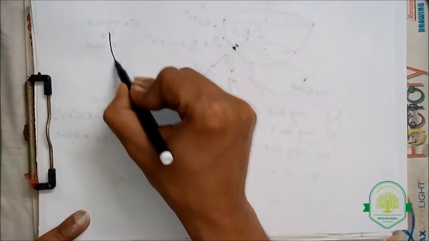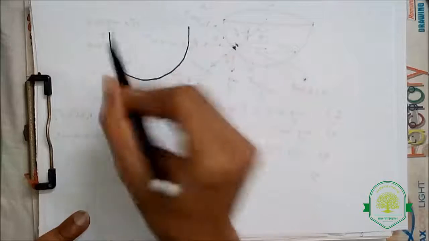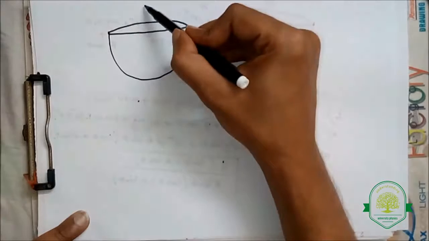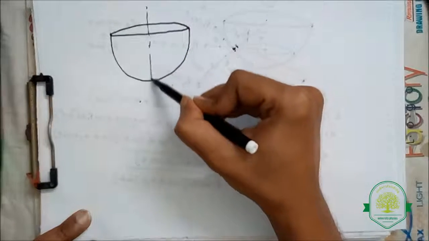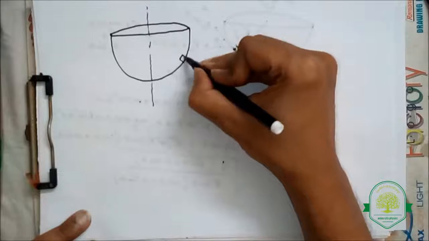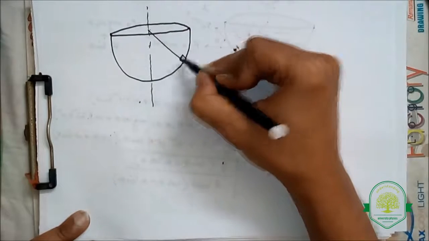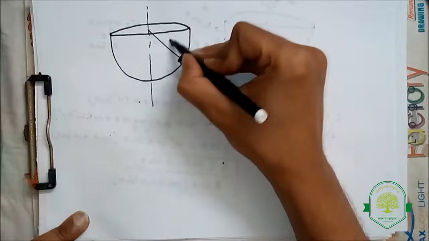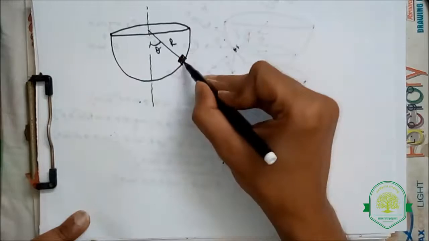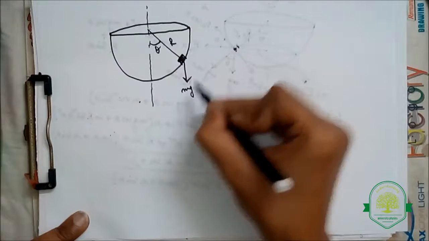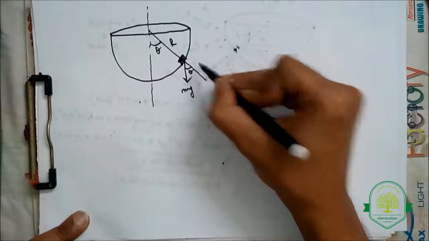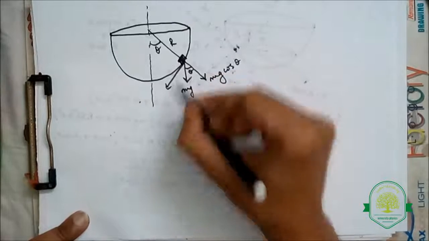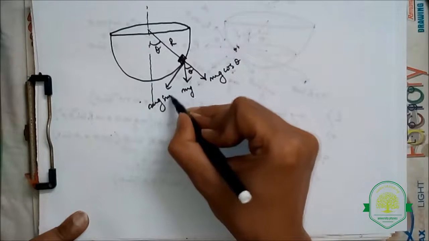I'll draw the diagram one more time. So here is our hemispherical bowl. Here is our block. The radius of the bowl is r. This angle is theta. The mass of the block is m, so the weight is mg. If I resolve mg, I get mg cos theta in this direction and mg sine theta in that direction.